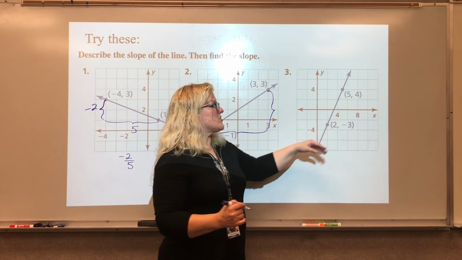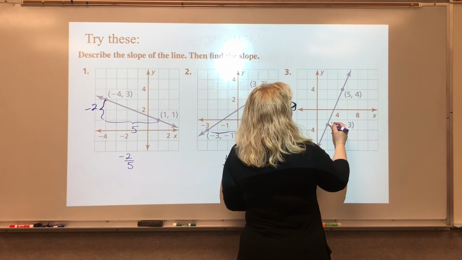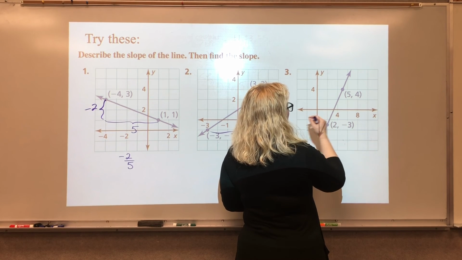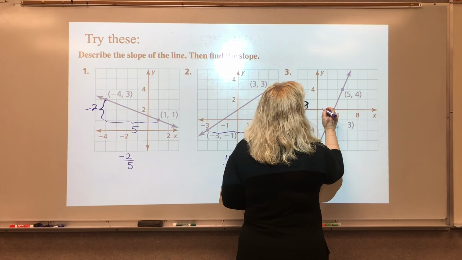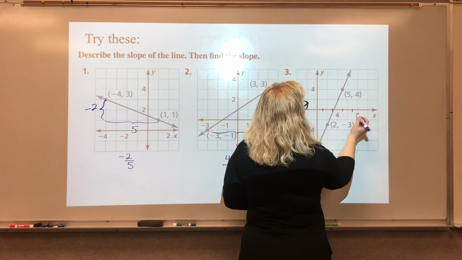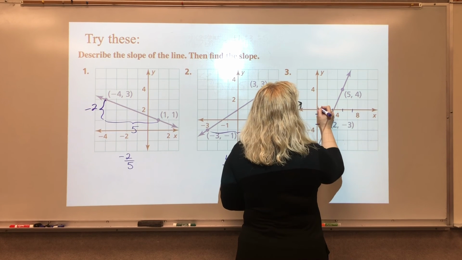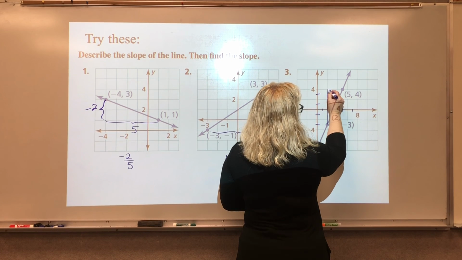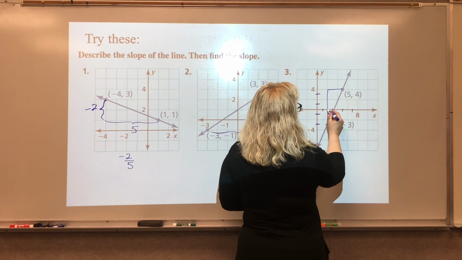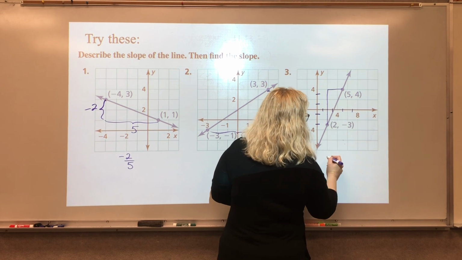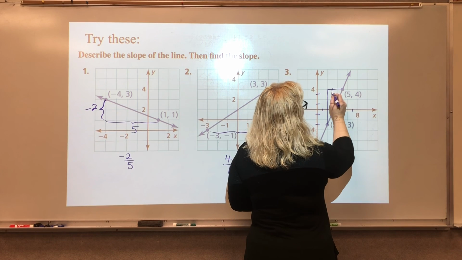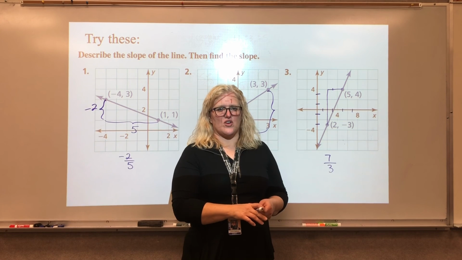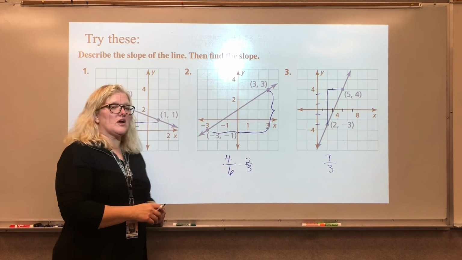And finally, this one is also positive. I'm going up. Oh, this is interesting. They've got them on the halves. So this is actually up 1, 2, 3, 4, 5, 6, 7 over 1, 2, 3. So my slope for this one is 7/3. All right, we will do more in the next video.